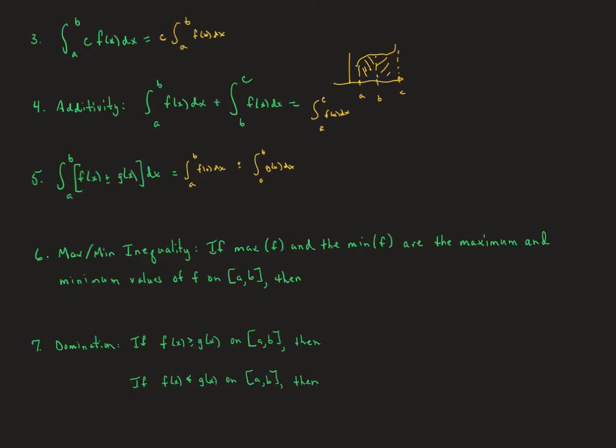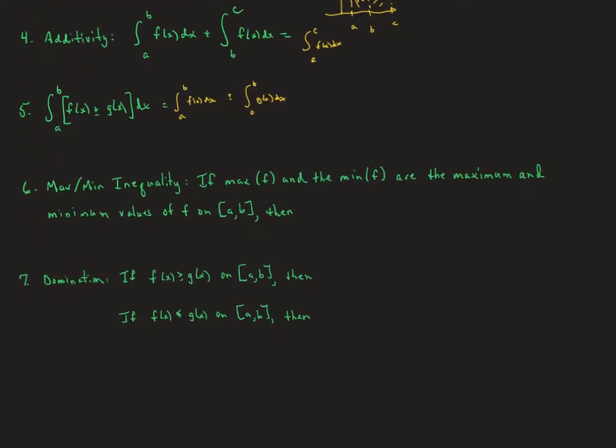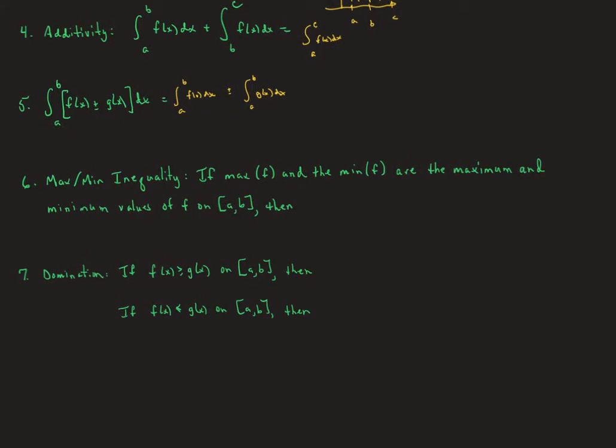The next one is one we haven't really talked about, and so let's think about this a little bit. We're going to say that if the max of f and the min of f are the maximum and minimum values of the function on that interval, then what these are really representing is that our max of f is the absolute maximum, and the min of f is the absolute minimum of the function on that interval.